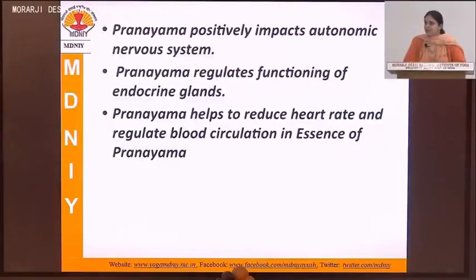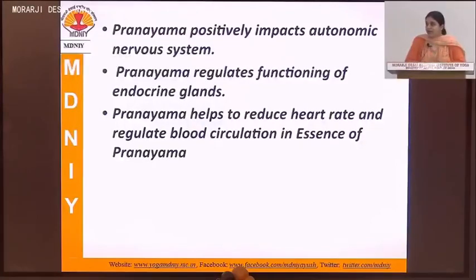Now, it positively impacts the autonomic nervous system. There are certain pranayams that improve sympathetic activity like Suryabhedi, and there are certain pranayams that work on the parasympathetic like Brahmari, which produces nitric oxide, and this is good for parasympathetic nervous system activation. Then there is Nadi Shodhan pranayam, which balances both the sympathetic and parasympathetic nervous systems.